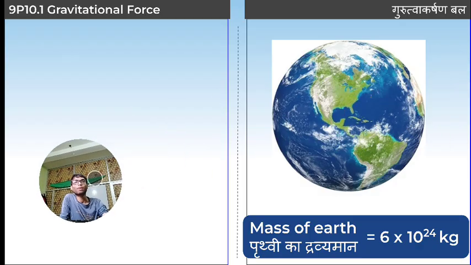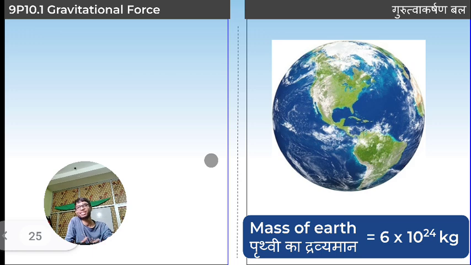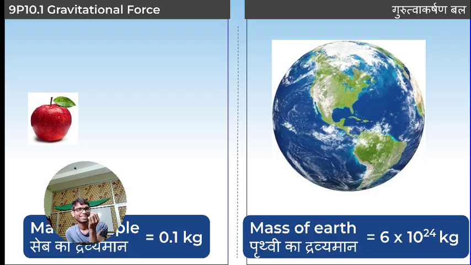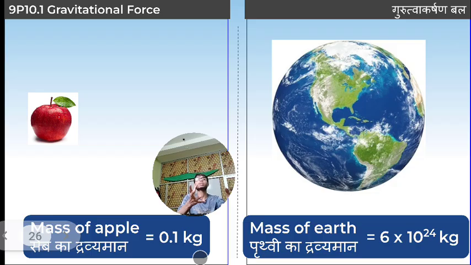Now we know that the mass of the earth is very large: 6 times 10 raised to the power 24 kg. It is not a small number, because we are talking about the mass of the earth. Can you imagine? Now next, what would be the mass of the apple? Of course, the mass of the apple would be very small compared to the mass of the earth. You can see here 0.1 kg. It is in grams. Remember, the masses of the objects will matter.